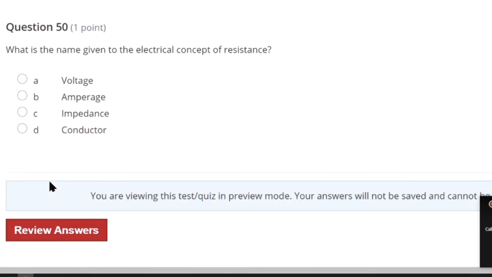Question 50. What is the name given to the electrical concept of resistance? A. Voltage, B. Amperage, C. Impedance, or D. Conductor? The answer is C. Impedance. Okay.